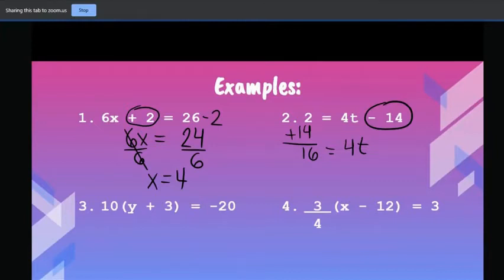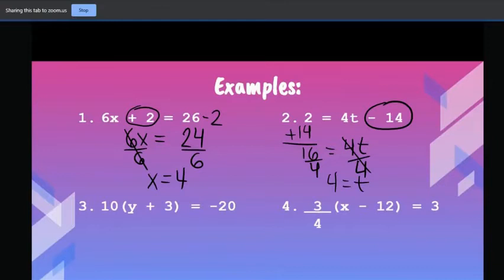After that is D, division. We do not have any division. After division comes multiplication. We do have multiplication here. This is showing 4 times t. In order to get rid of our multiplication, we need to do the opposite, which is division. Let's divide both sides by 4. The 4's on the right side will cross out because they are the same number. 16 divided by 4 equals 4. And you can bring down your variable t, and there's your answer, 4 equals t.